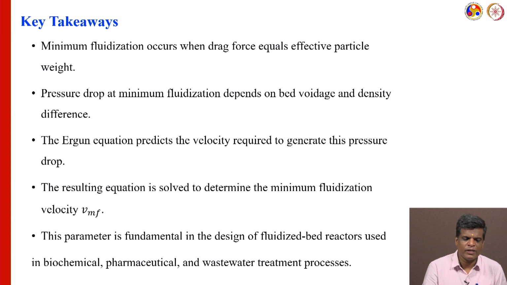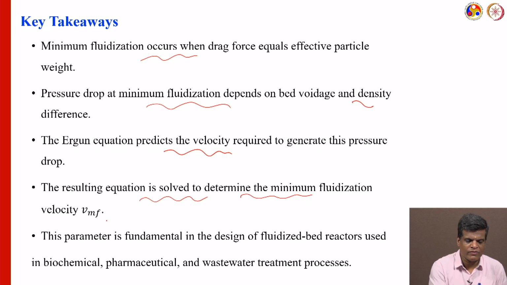So, what is the key takeaway from here? Minimum fluidization occurs when the drag force equals the effective particle weight. That velocity is called the minimum fluidization velocity. The pressure drop at minimum fluidization depends on the bed voidage and the density difference. The Ergun equation also predicts the velocity required to generate the pressure drop. Solving the resulting equation determines the minimum fluidization velocity, that is, V_mf here.